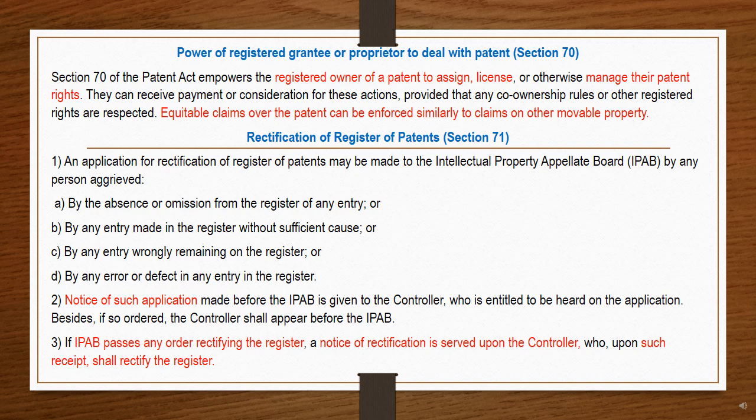Second one, notice of application. When an application for rectification is submitted to IPAB, means Intellectual Property Appellate Board, a notice is given to the controller, who has the right to be heard in the application proceedings. Additionally, the controller may be ordered to appear before the IPAB. Third one is rectification process. If the IPAB issues an order for rectification, a notice is sent to the controller. Upon receiving this notice, the controller is responsible for amending the register as directed.